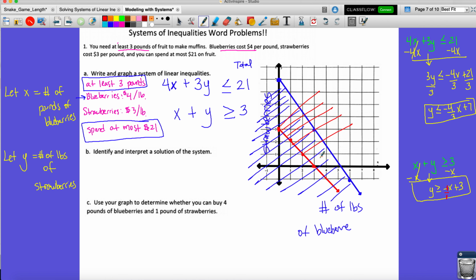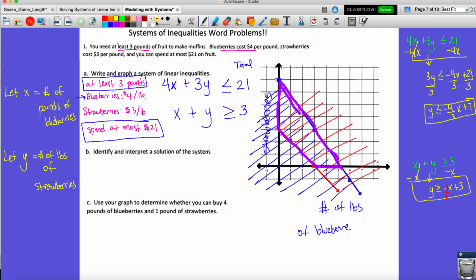Because what we're looking for is the area where there is shading overlap. Sorry, I'm trying to choose the right thing here. Literally anything within this piece right here, we're not looking at anything negative, just positives. Anything there is going to be what we call a solution.